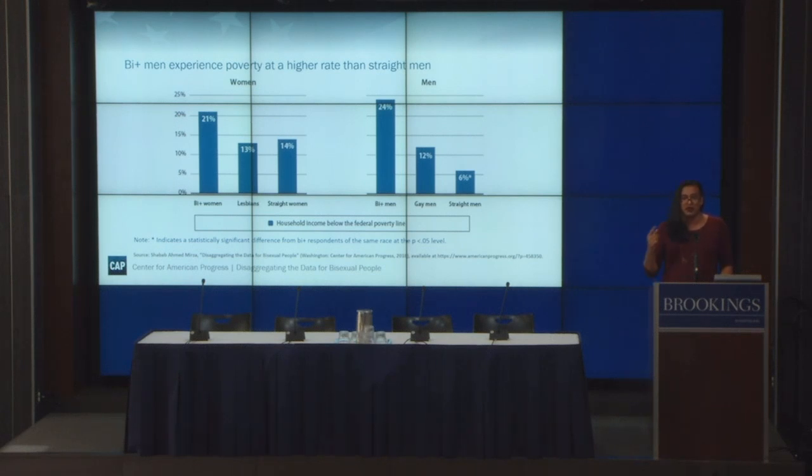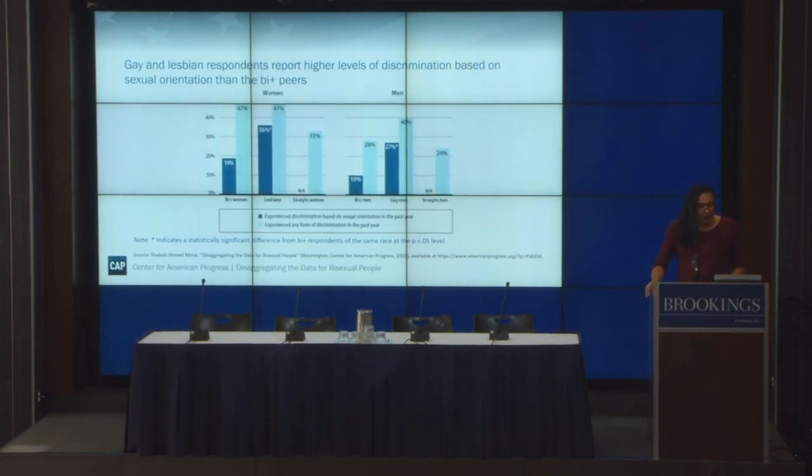And if you remember the employment statistics, that 4-time difference was not there. So what are the other factors that are contributing to that is a question you may want to ask. We also wanted to look at discrimination in particular, because one of the things we know in terms of that whole social determinants of health model is that discrimination can play a really significant role. And what we found is that bi+ respondents actually reported lower rates of discrimination based on their sexual orientation than their lesbian or gay counterparts.